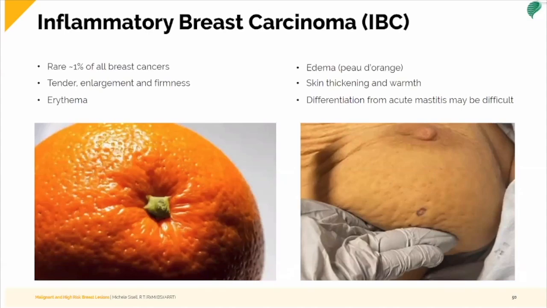Inflammatory breast cancer, or IBC, is another rare type of breast cancer, and it accounts for less than 1% of diagnosed breast cancers. Patients complain of an enlarged breast that is tender and firm. They may feel that the breast is warm and have an appearance similar to an orange peel. This is called peau d'orange and is a sign of edema or fluid in the skin of the breast. Peau d'orange is also a symptom of acute mastitis, and it can be difficult to differentiate between the two without further workup.